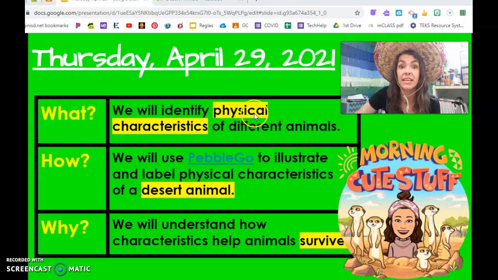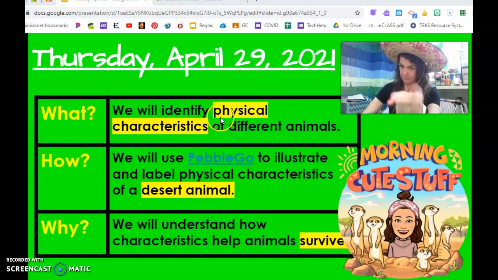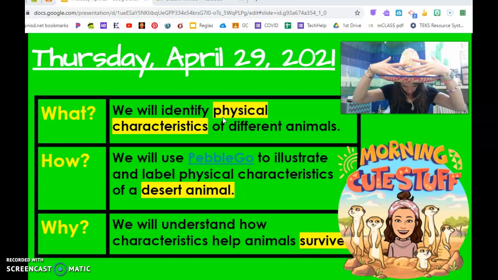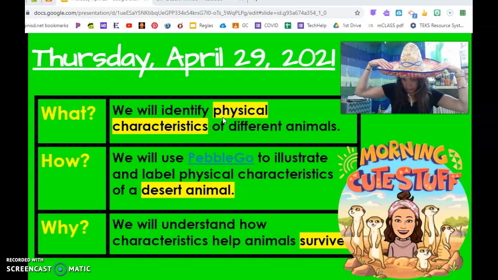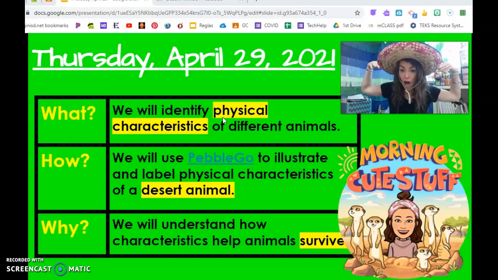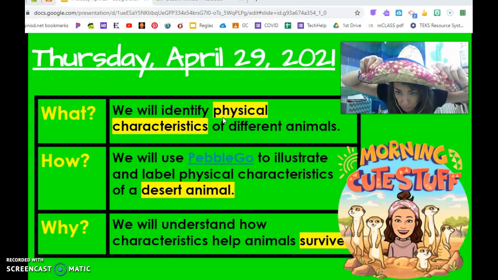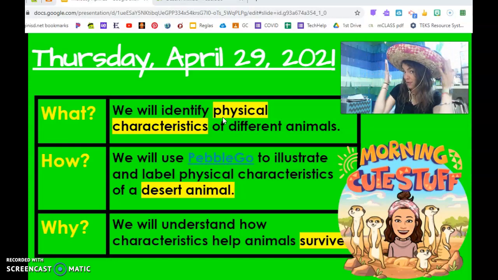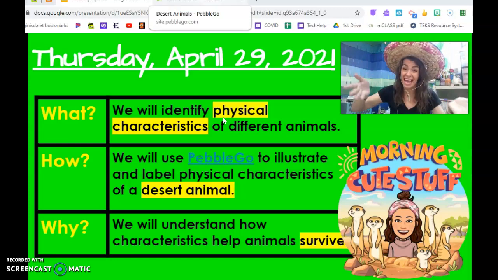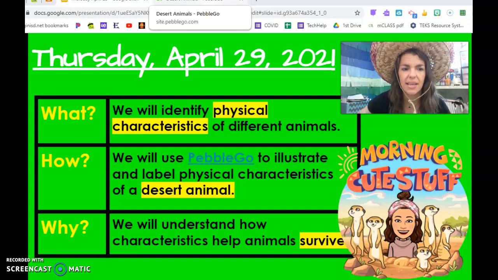Ready? Physical characteristics. Yeah, like what do you see on my hat? What are the characteristics of my hat? It's round. It's large. What colors do you see here? Those are my characteristics. Now, we won't be describing hats today. We'll be using characteristics on animals.